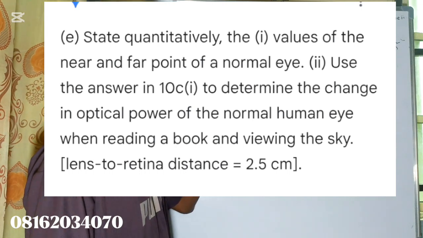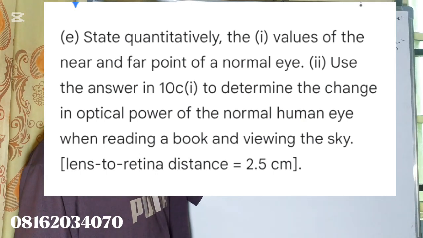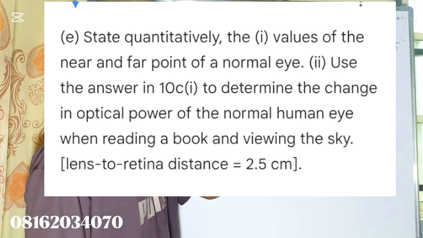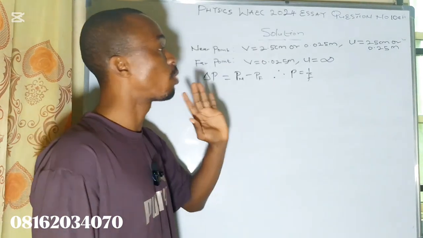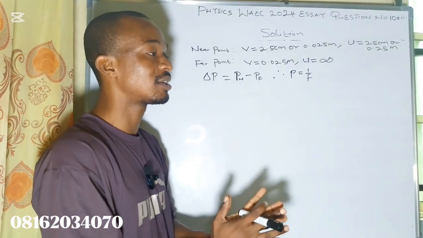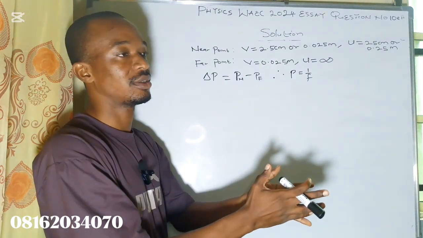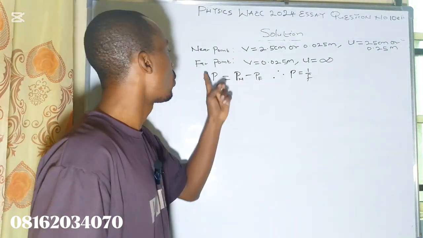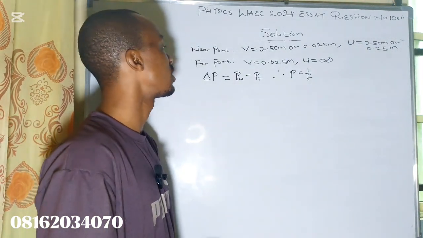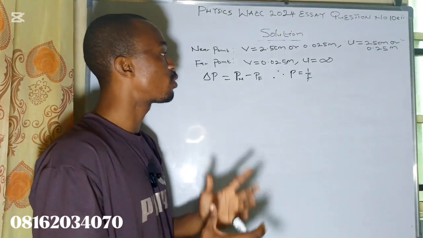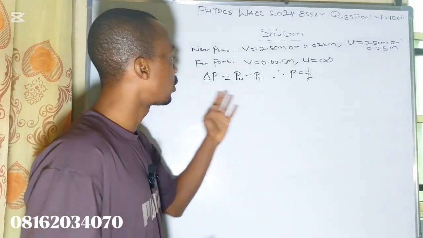To determine the change, first of all, we're asked to use the information in 10 EI. That information will be projected on the screen for you to see. The near point of a human eye is about 25 cm. What is near point? Near point is the closest distance at which a normal human eye can see objects clearly. Far point is the farthest distance a normal eye can see objects clearly. So, change in optical power is just the difference between the near point and far point as it relates to this question.